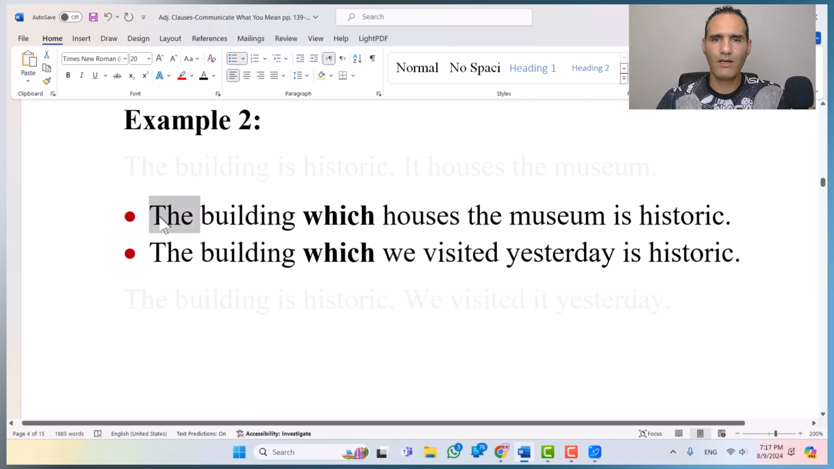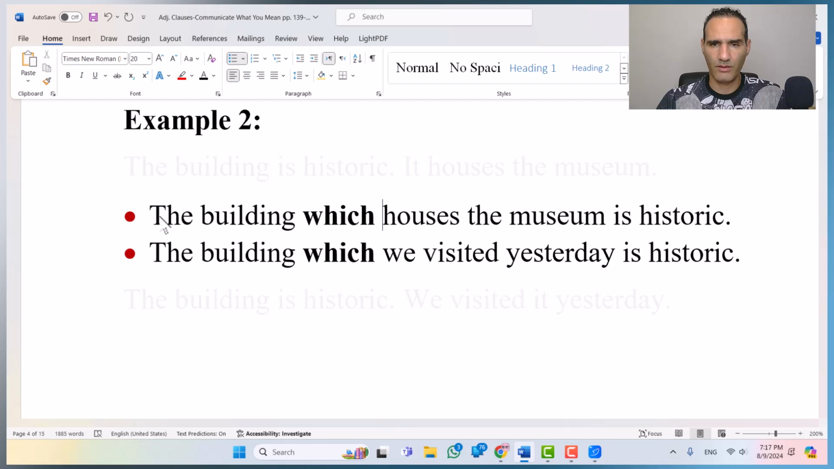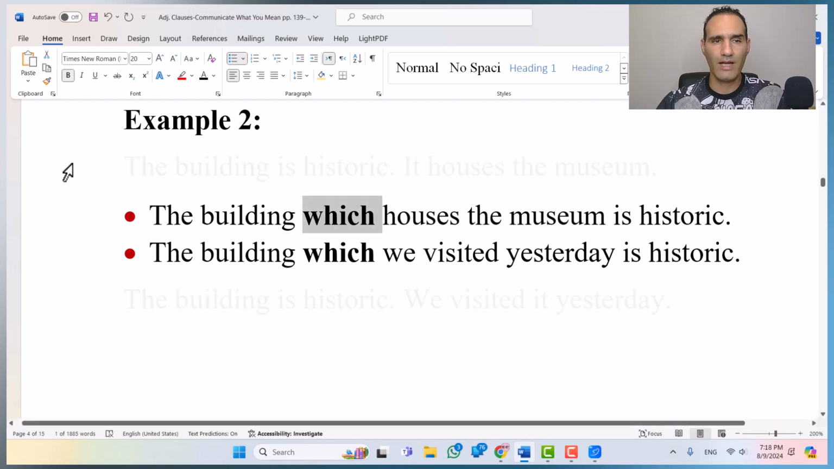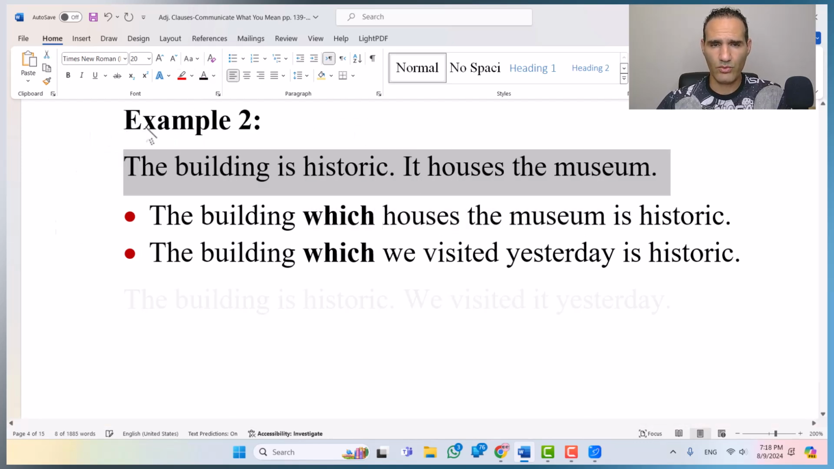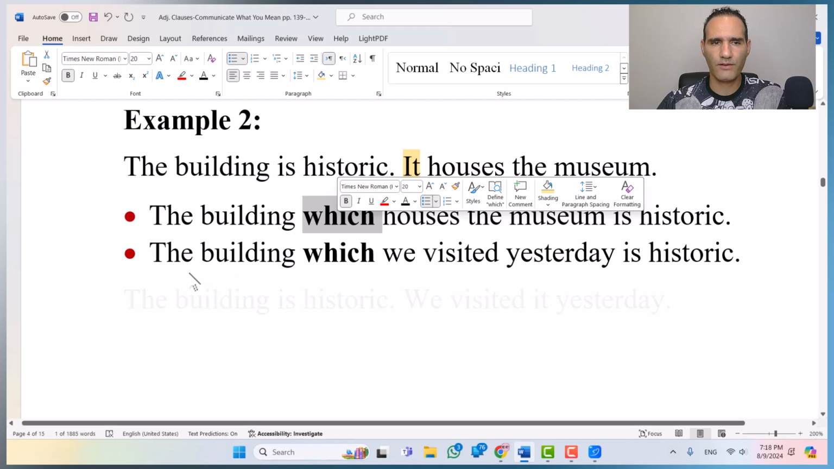The building which houses the museum is historic. House here is a verb. It means it has placed the museum in it. The building which houses the museum. So this relative pronoun is followed by a verb phrase. We can say that it is a relative pronoun as subject. But the deeper structure, again the same story. The building is historic. It houses, so which has come instead of it. That's why we call it relative pronoun as subject.